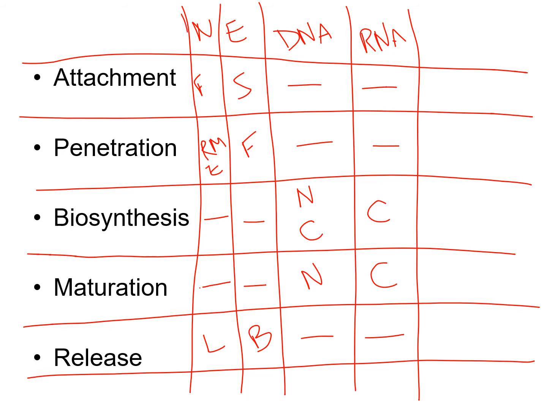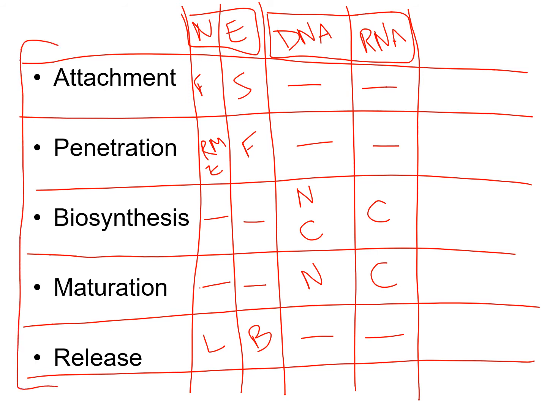So again, if you know the outer covering and if you know the type of genome, you should be able to give the full life cycle of a particular virus. And the last one I talked about were the retroviruses. And remember, the retroviruses, they are enveloped RNA viruses. So since they are enveloped, they use the spikes for attachment. They penetrate by fusion. Biosynthesis occurs in the cytoplasm, maturation in the cytoplasm, and they release by budding.